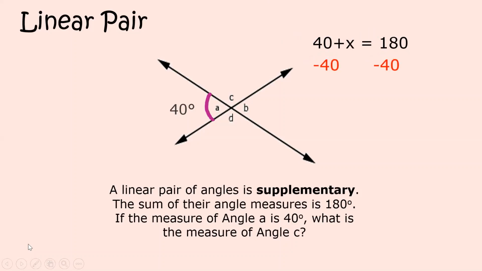Then you will take 40 from both sides, subtracting them because we are doing the opposite, the inverse operation, which is subtraction. And that would give you a zero pair. So x will equal 140, right? And that's what you will label it as, 140. So if I add 40 plus 140, it would give me 180, right? Which is what supplementary means. Supplementary angles equal 180 degrees.